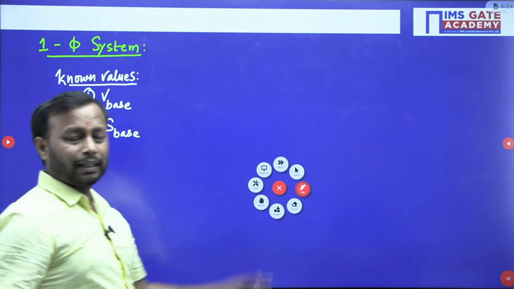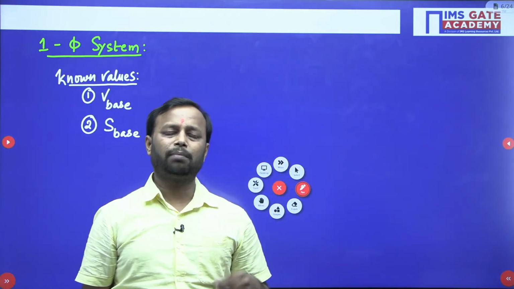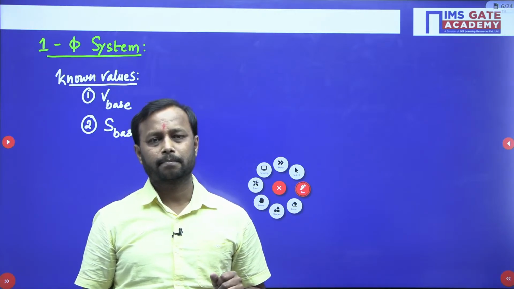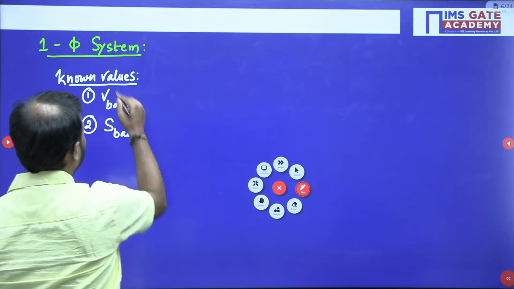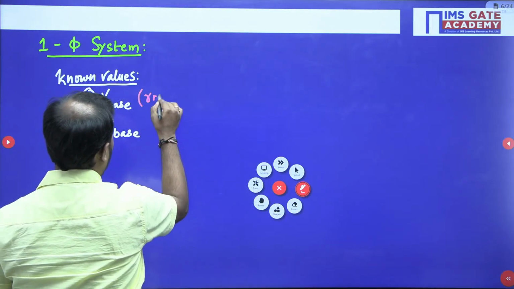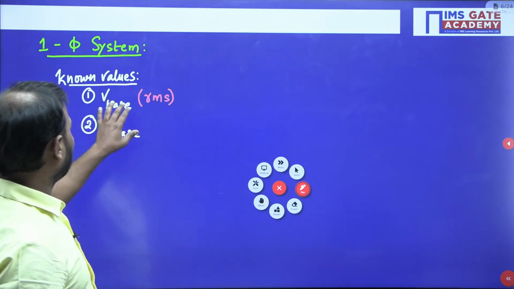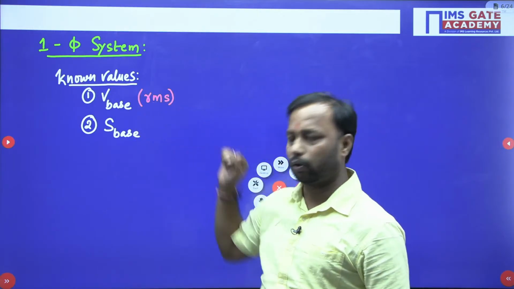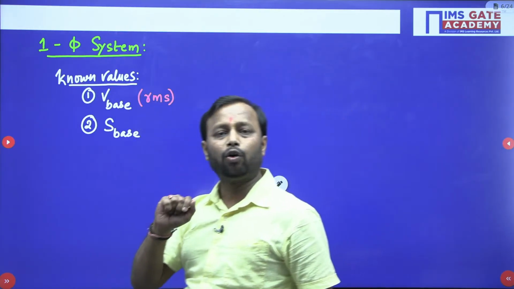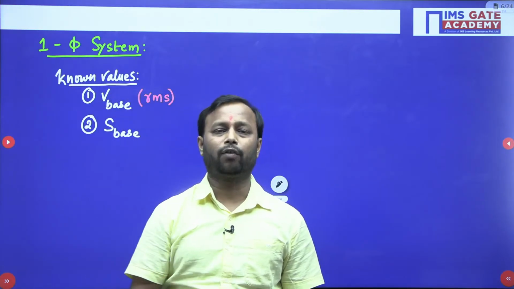Now my dear friend, the rating mentioned over the nameplate of the transformer is the maximum rating or the RMS rating? It is the RMS value. Am I clear? This is your RMS value. Now since these two are known, with respect to this I am going to define the base for current and for the impedance.